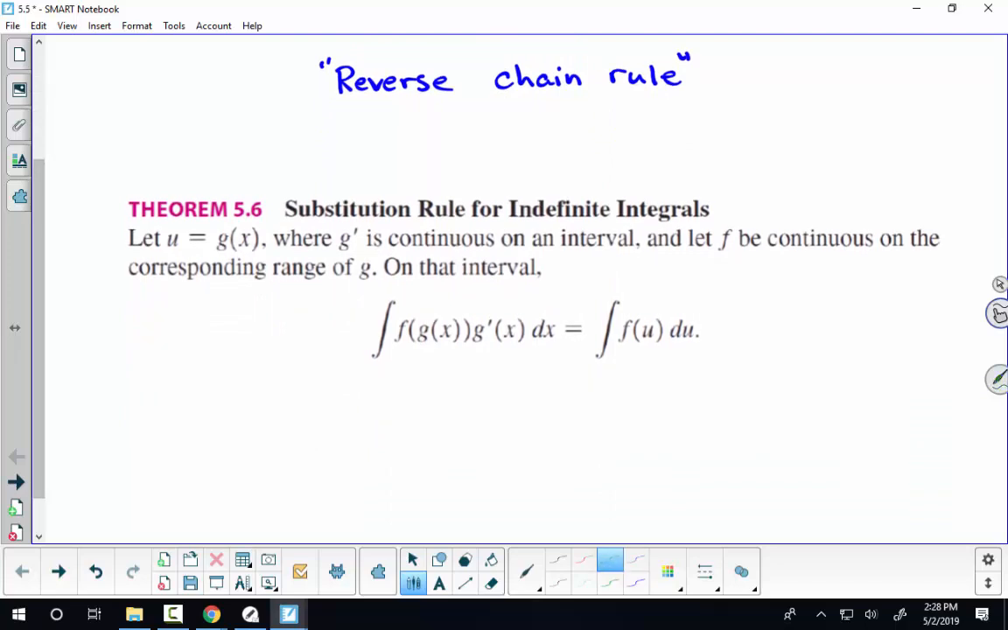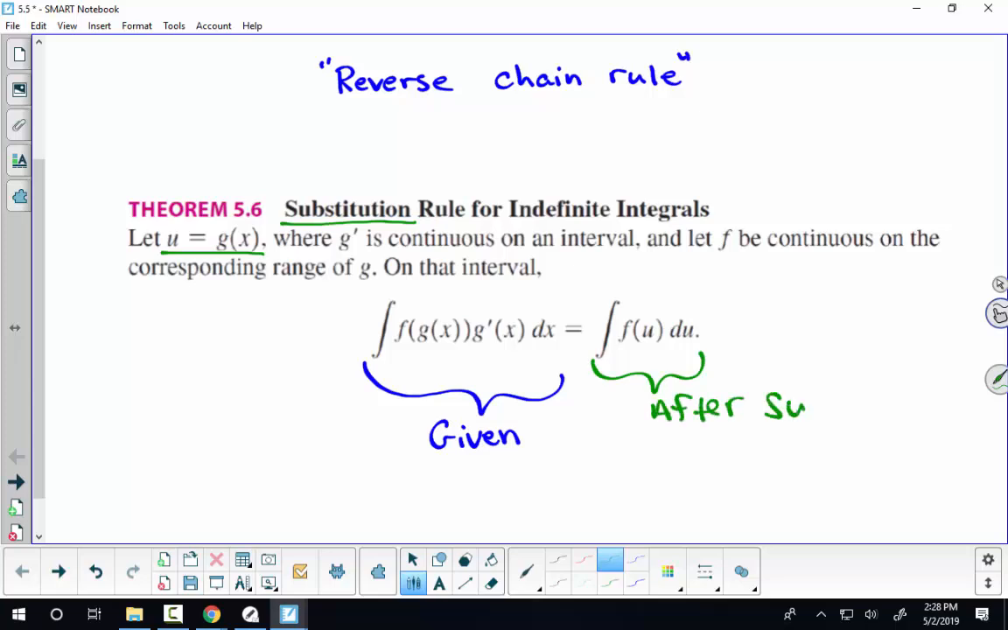Okay. So as its name entails, there is a substitution involved. So our substitution is to let u equal g of x. And what we're looking at in this formula here on the left-hand side, this is what we're given to find the antiderivative of. And then after we substitute, this is what we're dealing with. So, just even looking at the formula, the substitution yields a simpler but equivalent function that we can then hopefully anti-differentiate.